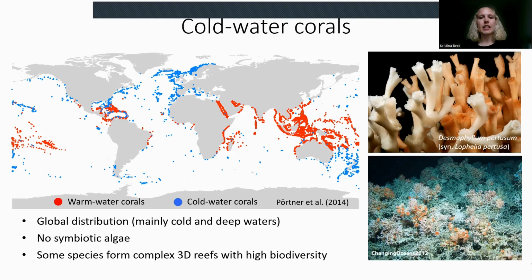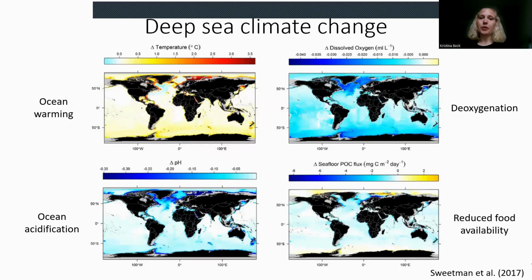There are different kinds of species. Some of them are solitary, but some of them can form large colonies, just like tropical corals do. They can form really complex three-dimensional reefs, which are associated with quite high biodiversity. So they're important ecosystems and habitats for other marine species, benthic species, but also fish species. But of course, they're also affected by environmental changes and climate change.